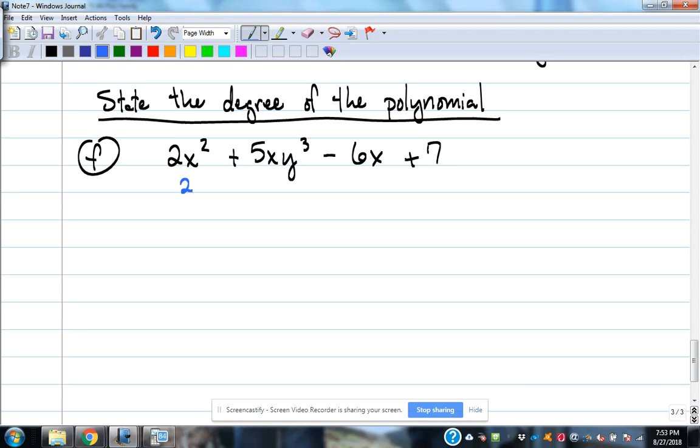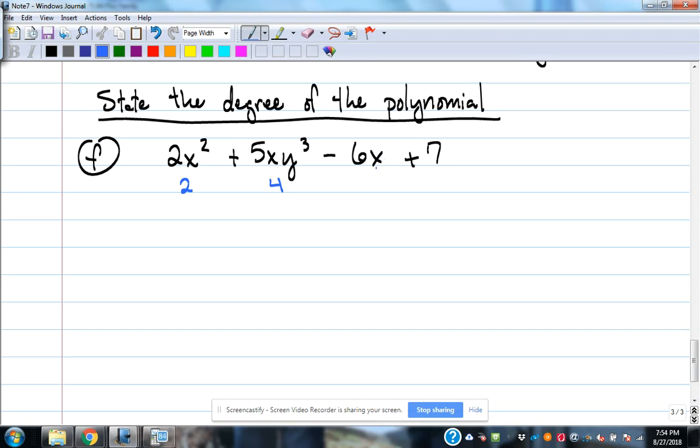This one has 2 variables. What's the exponent on the x? 1. What's the exponent on the y? The sum of those would be 4. So the term degree for that term is 4.